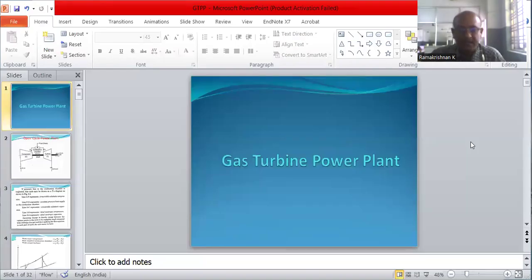Students, in this session, let us discuss the classification of the gas turbine power plant. There are a variety of criteria by which the plants are classified. By cycle, the gas turbine power plant is classified as open cycle plant, second closed cycle plant, and third semi-closed cycle power plant. Look into the first, open cycle power plant.